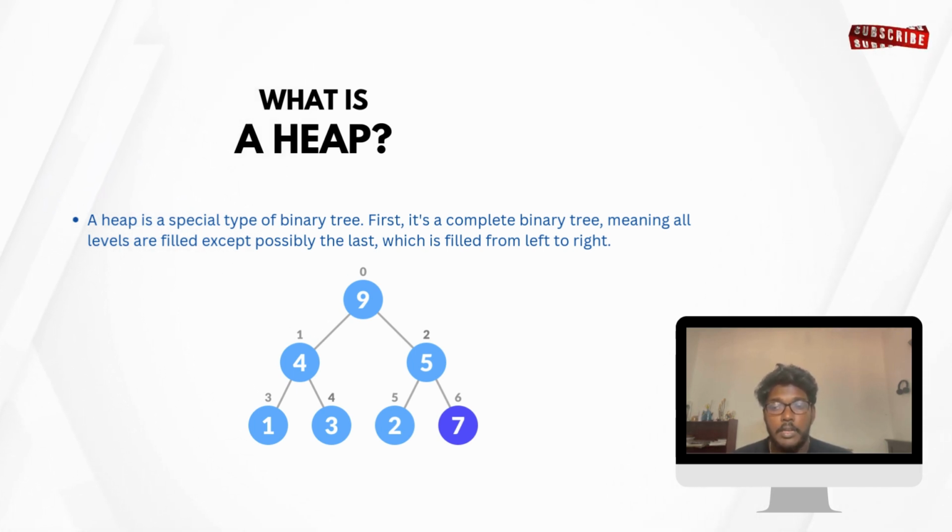In a min heap, each node's value is less than or equal to the value of its children. In a max heap, it's the opposite: each node's value is greater than or equal to its children. We'll focus on min heaps for the example, but the concepts apply to max heaps as well.